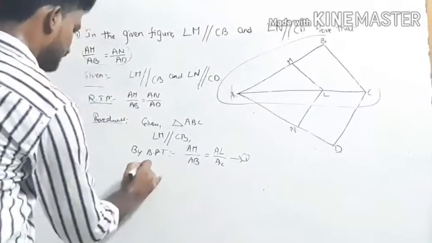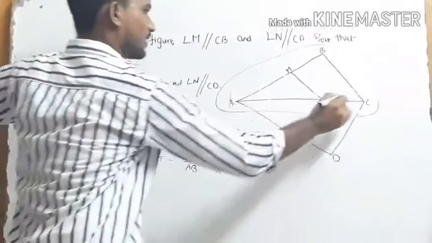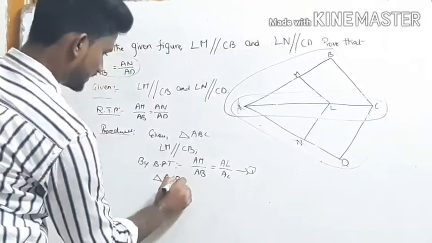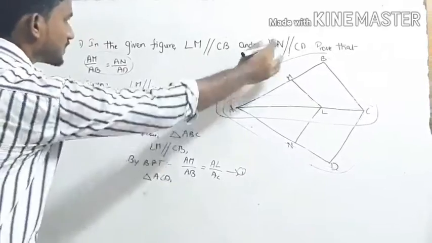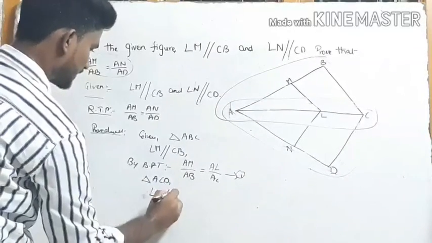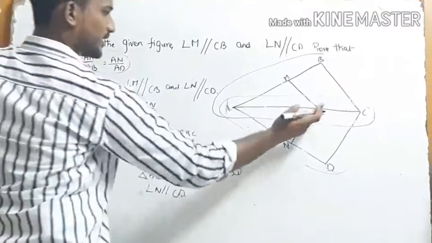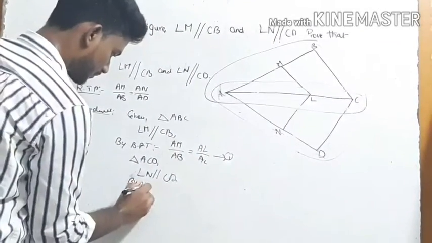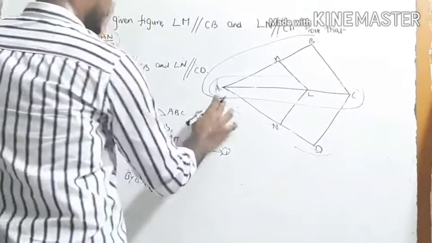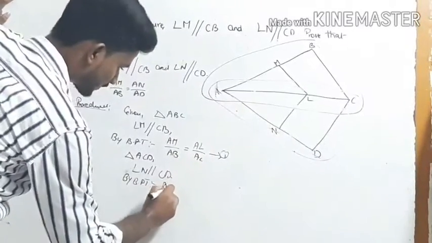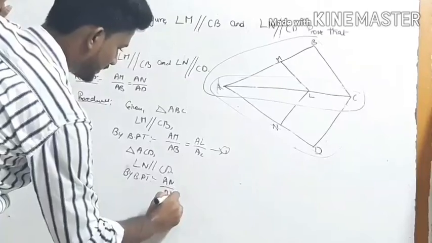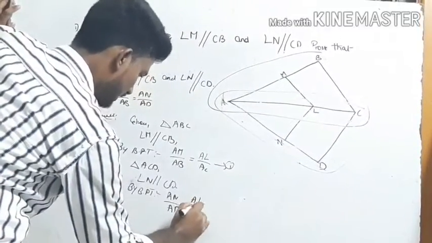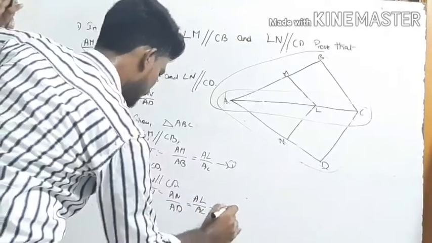From the triangle ACD, it is given LN is parallel to CD. Then by BPT, we can write AN by AD equals AL by AC. This is the second equation.